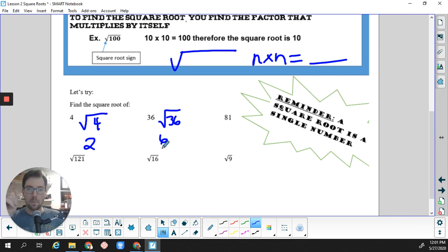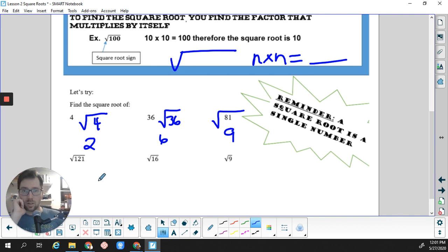So again, pause here, do these next few. Excellent work pausing. Okay, let's go over it. 81. Okay, if we went square root of 81, we would have 9, because 9 times 9 equals 81. Reminder, the square root of a number is a single number. Okay, you don't write 9 times 9. You just write 9.